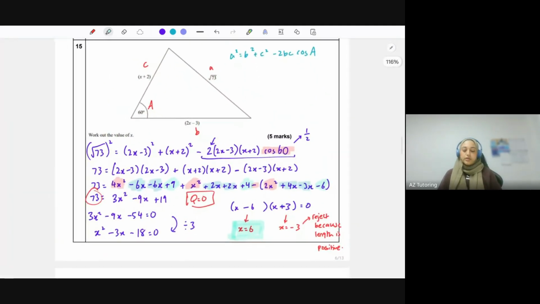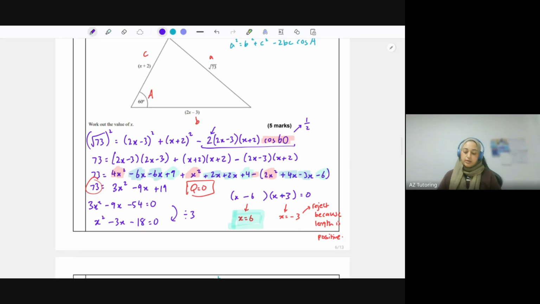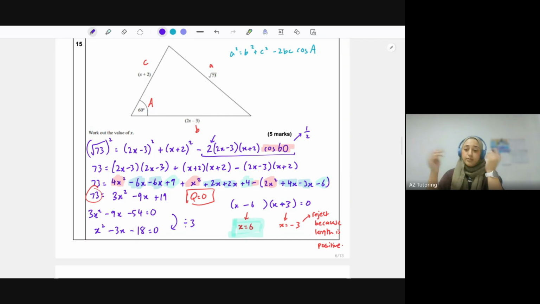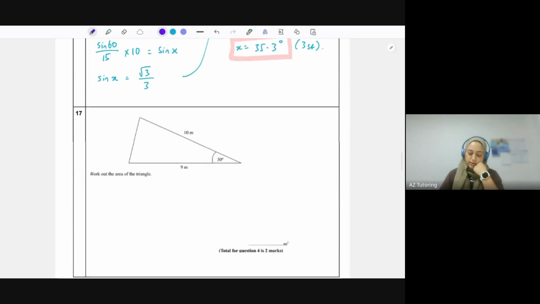That's my final answer. So that's just to show you how it can get complicated by introducing algebra and trigonometry and mixing topics together, which is quite a common thing to do in higher papers as well.